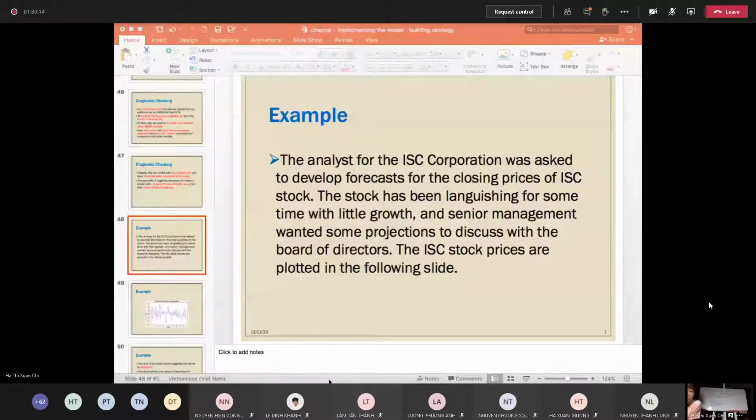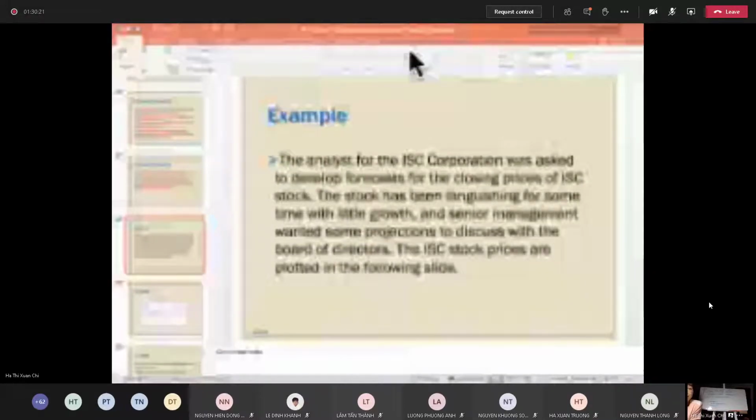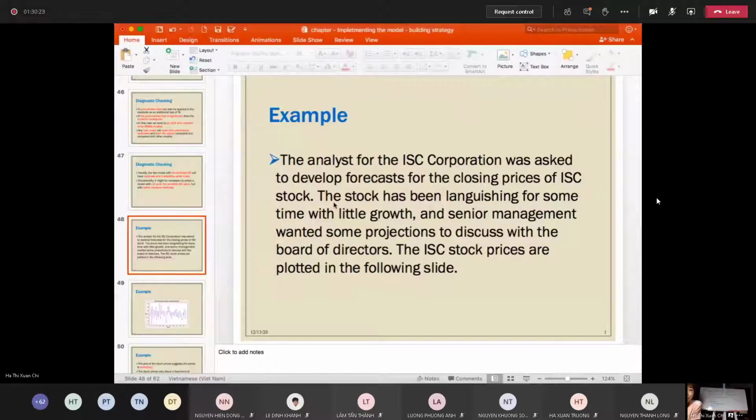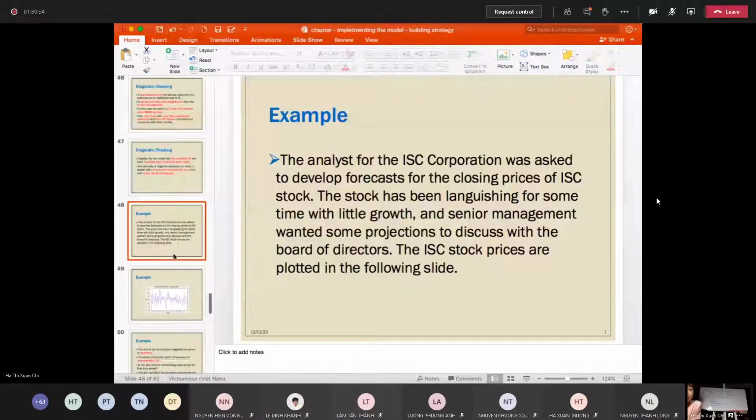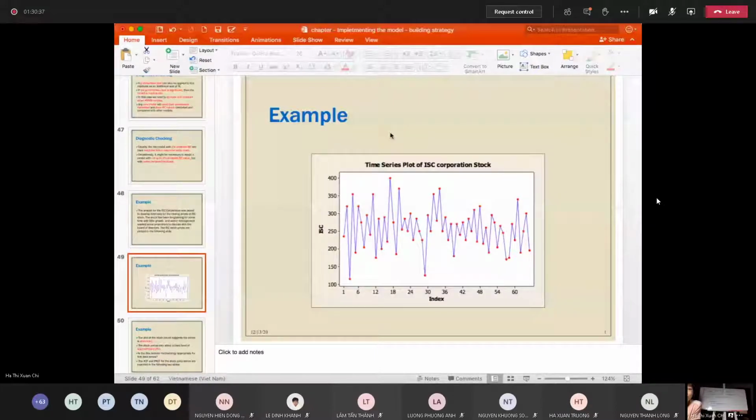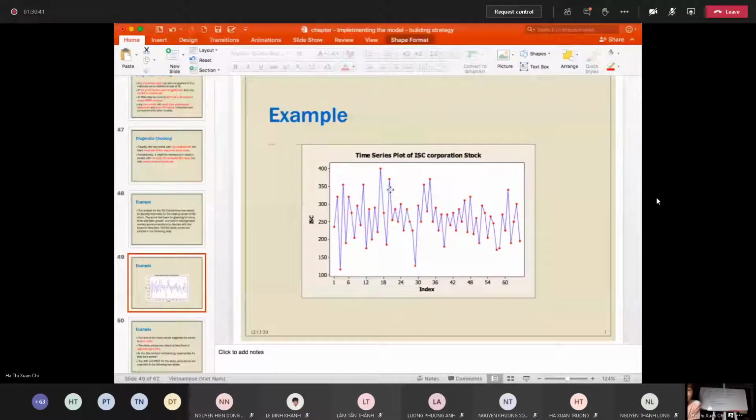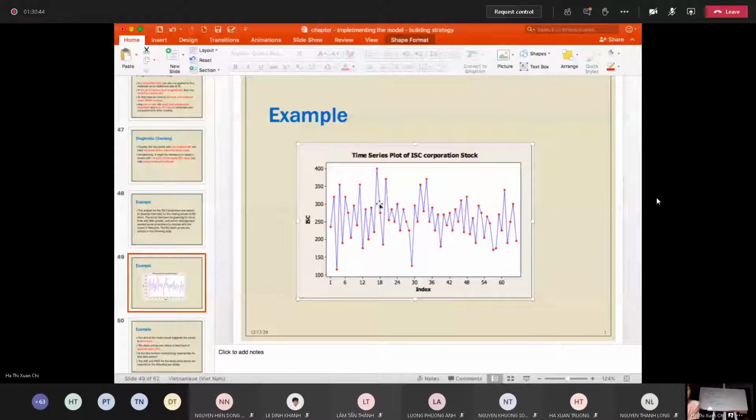Okay, are you finished reading the example? So let me go and explain that. Right now they want to build an ARIMA model, right? With the data I just gave you in the Excel file, we can draw the plots like this. So look at this plot.